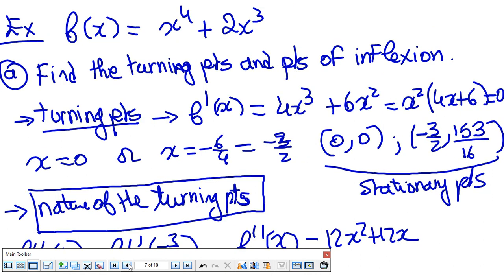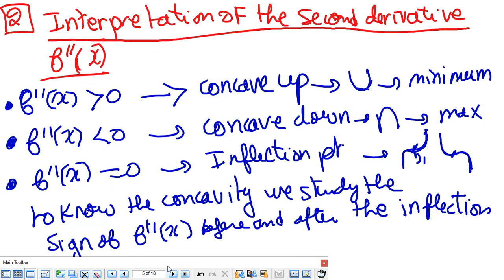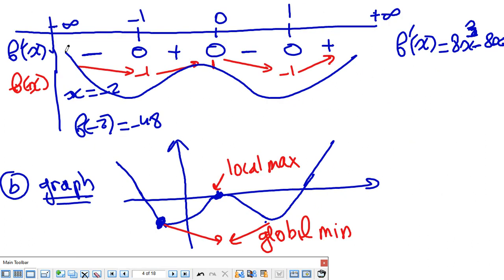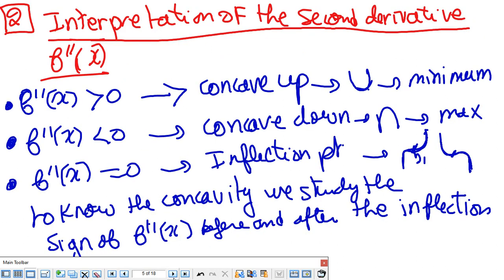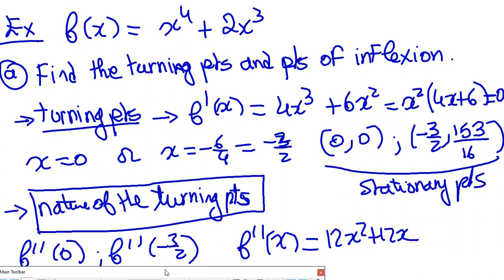To check first whether the turning point is a minimum or a maximum, I can either do the table of sign and see if the function is decreasing and increasing, so I know if it's a minimum or a maximum. Or I can check if it's a minimum or a maximum by doing f double prime of this point. If it gives me a positive answer, it means it's concave up, so it's a minimum, and if it gives me a negative answer, concave down, it's a maximum. But sometimes when you are checking the concavity of this point, if it gives me 0, it means it might be an inflection point.